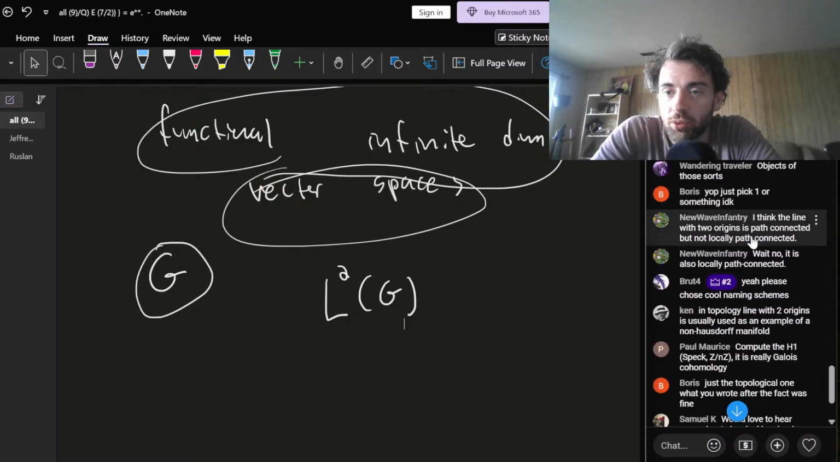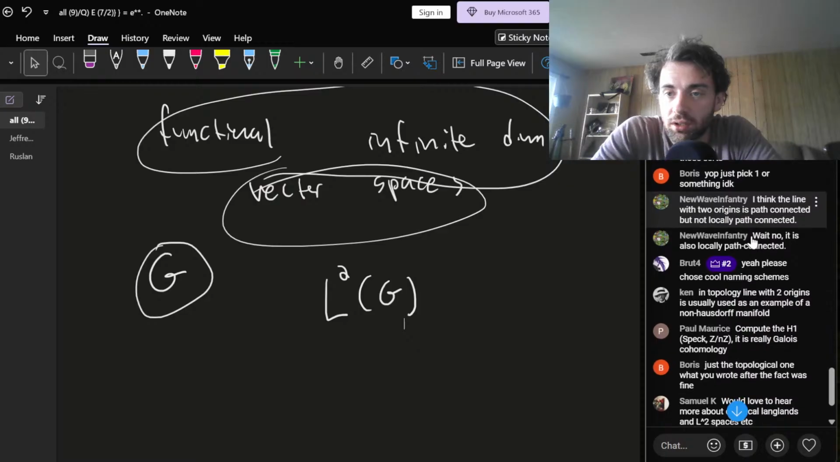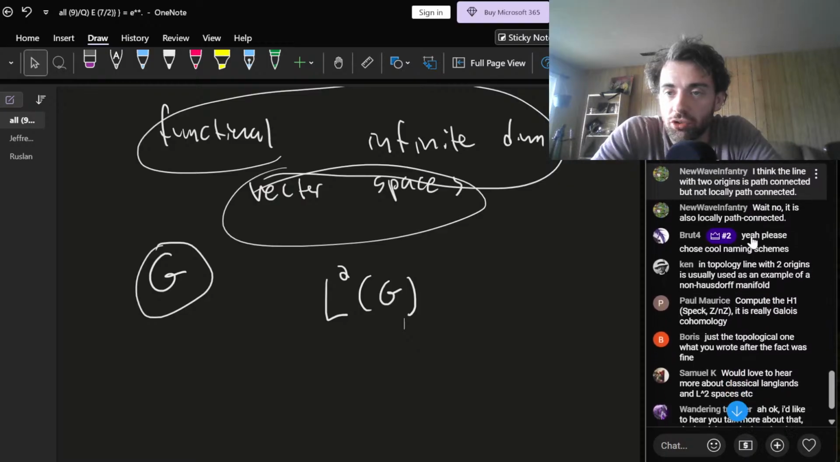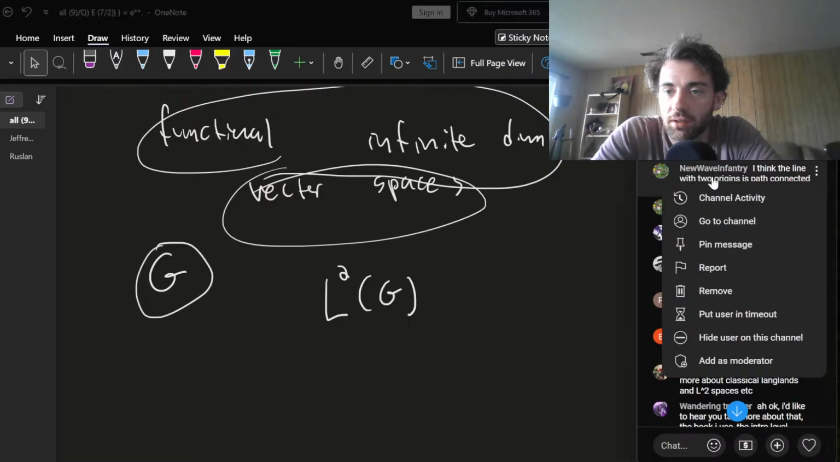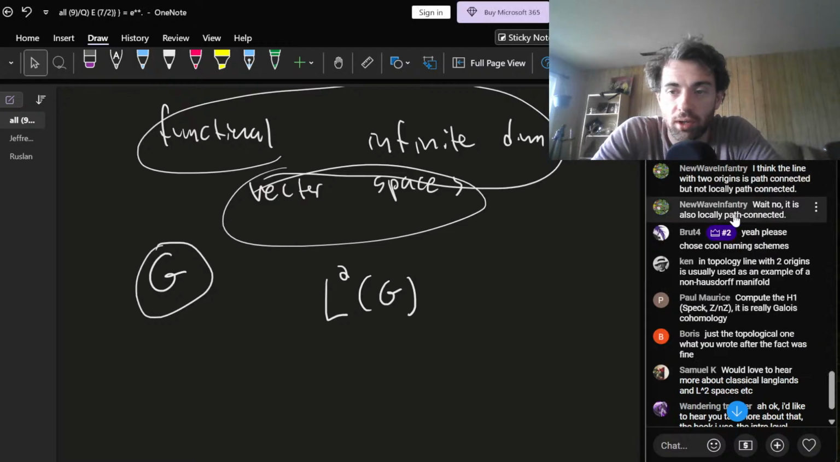The line with two origins is path connected, but not locally path connected. So that would be trouble for covering space theory, right? Oh, it is locally path connected? Okay.